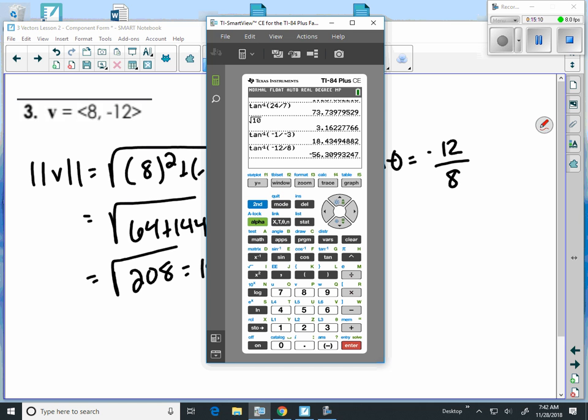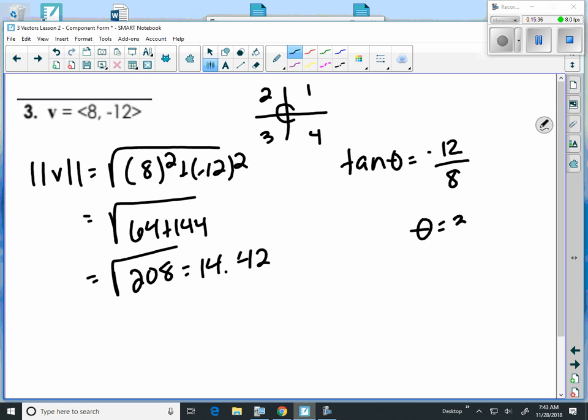Okay, so then you look at your component form. We have positive 8, negative 12. So positive, negative is which quadrant? 4. So then we need to add 360 degrees. So we have to go plus 360. So our angle is 303.69 degrees. Okay, so that's kind of how that works.